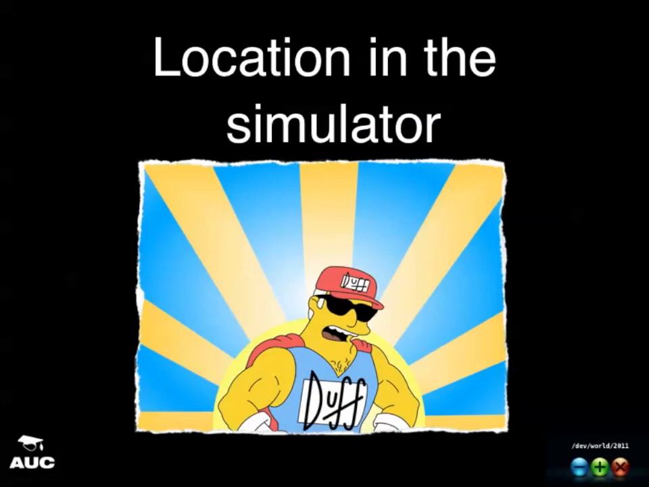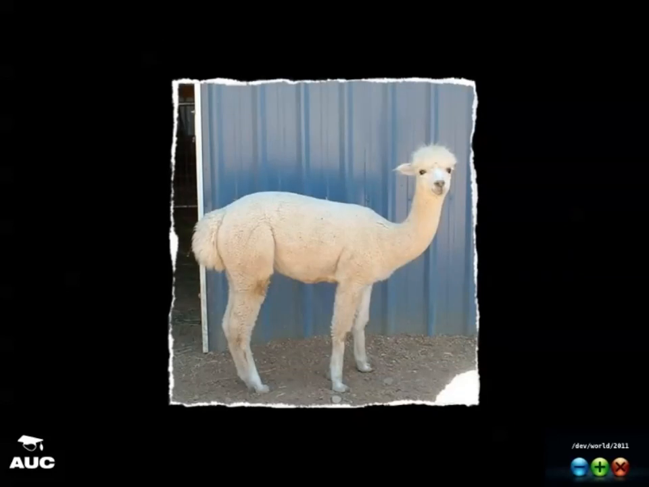So pretty much the final thing I want to talk about is new in Xcode 4.2. It's location in the simulator. It's so good that I broke my Aladdin screen and put a picture of Duffman in. This came up when I searched for Duffman. I don't know why. Sorry, it was just too weird, so I had to stick it in there.